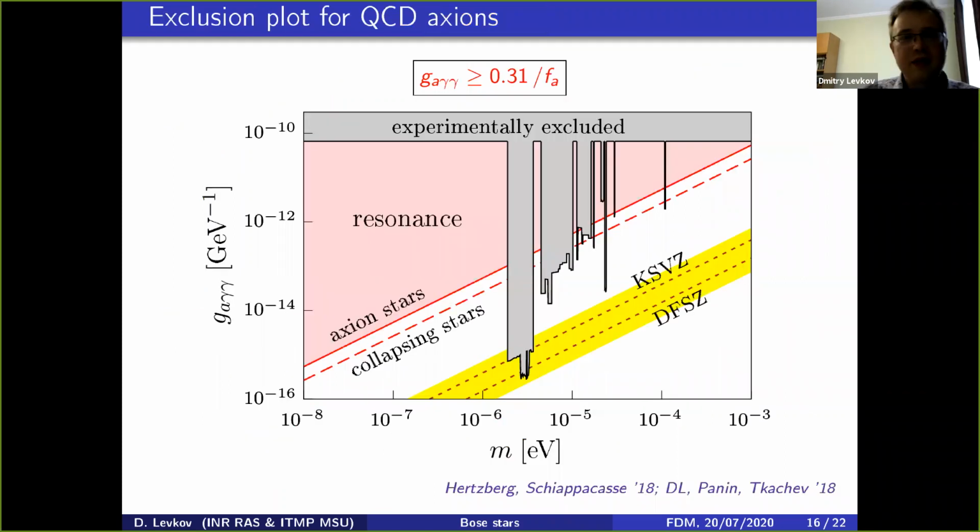Actually, the picture is like this. Here is mass, the horizontal axis, and here is coupling, the vertical axis. And in the shaded region, the resonance is possible. In the unshaded region, the stars that would develop resonance actually collapse.